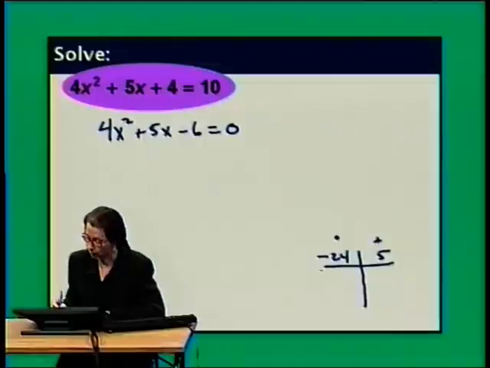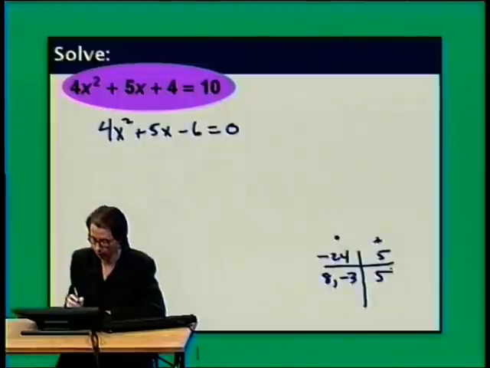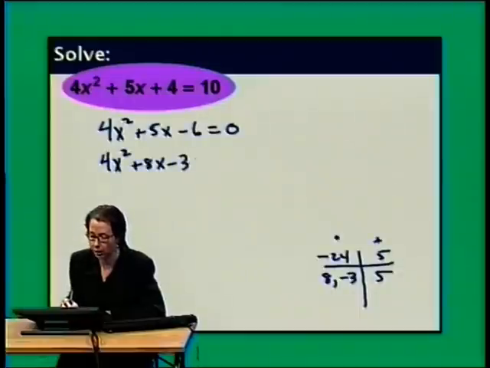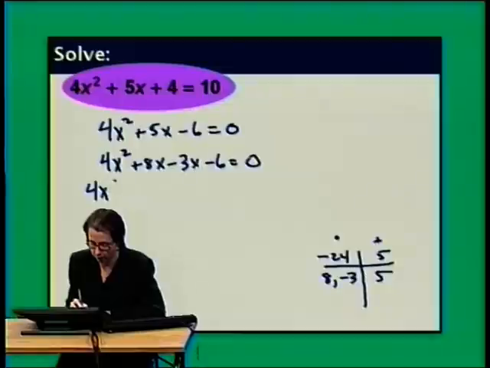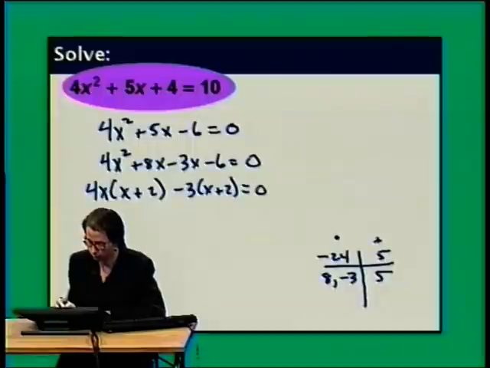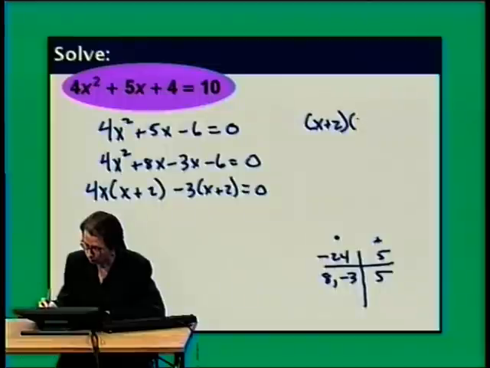Well, let's see what will work here. 8 and 3 are sounding like good candidates, so positive 8 and negative 3, that will work. So I can rewrite 5x as 8x minus 3x. And once I do that, I can factor the left side by grouping. So factoring out 4x from the first two terms and a negative 3 from the last two terms, factoring out that common factor of x plus 2 leaves behind 4x minus 3.